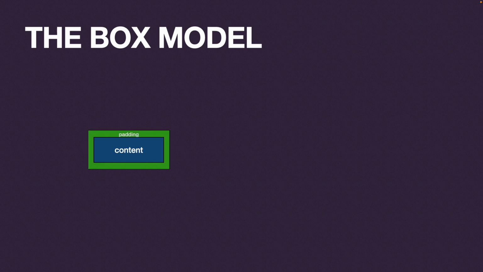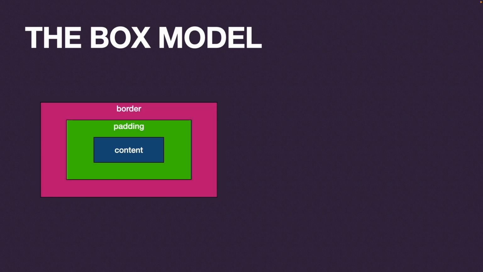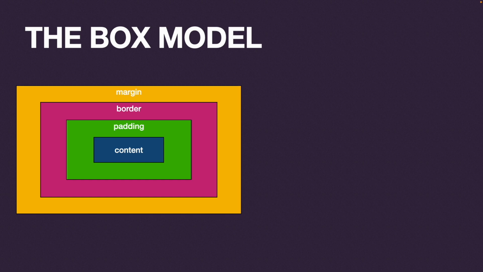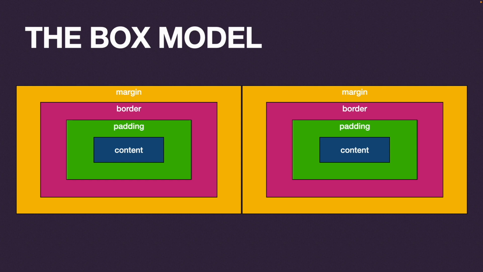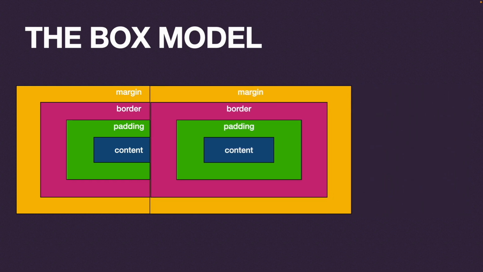Around the content there's padding, and around the padding there's a border. Around the border there is a margin. The padding decides the difference between the content and the border, and the margin decides the space from the border to the next element. The margin can be negative if you want elements to overlap, or if you want to push something partially off the screen.